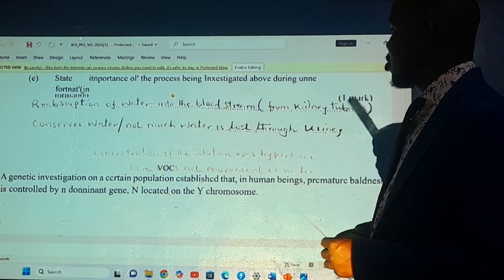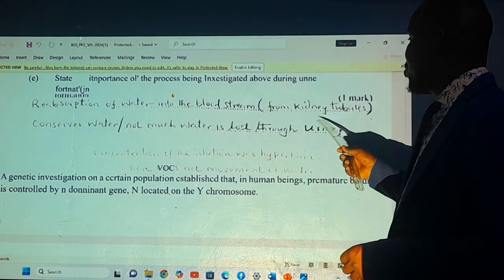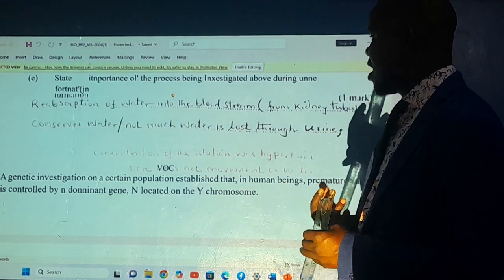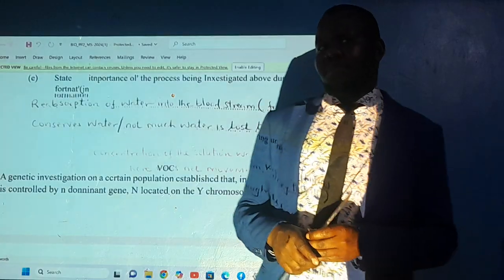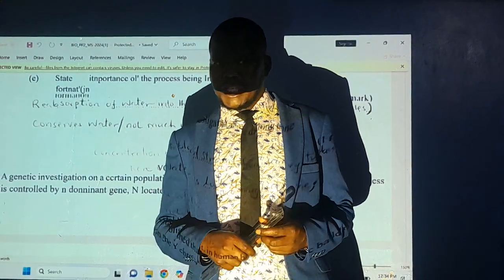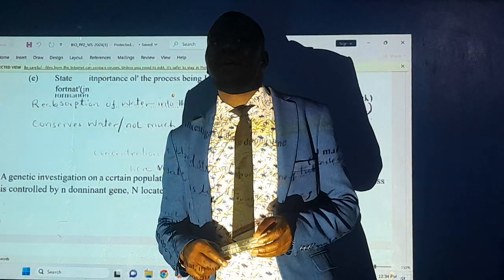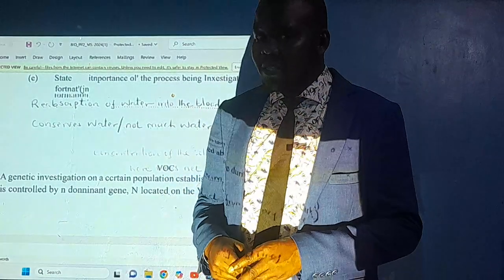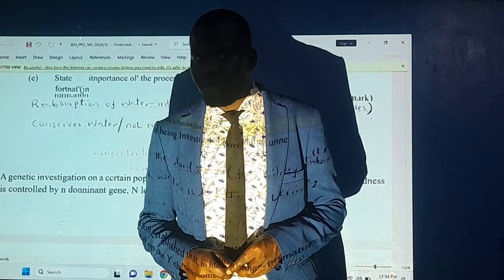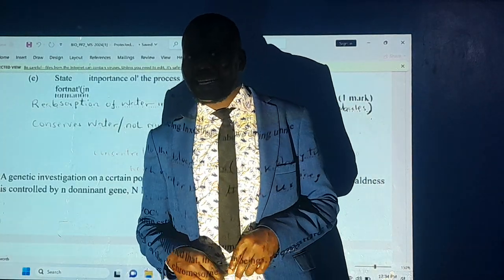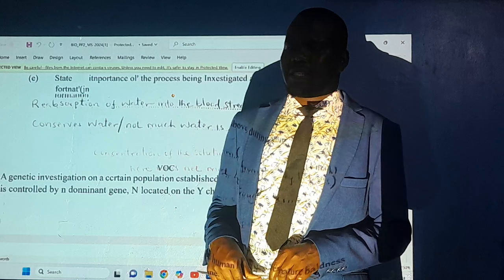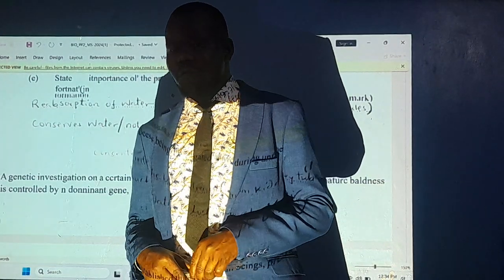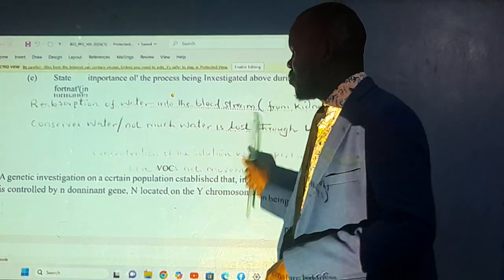So it means what? We conserve water. Not too much water is lost through urine, because much water will be reabsorbed to the bloodstream. You understand the science behind it. At the distal convoluted tubule, that is whereby the pituitary gland will be secreting the antidiuretic hormone. This antidiuretic hormone will increase the permeability of that distal convoluted tubule and the kidney tubules, and there will be much more reabsorption of water in the bloodstream by the process of osmosis.